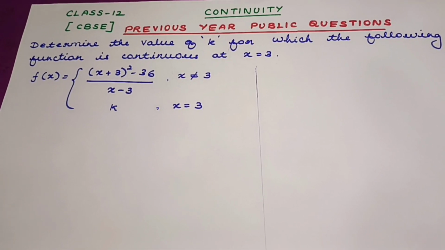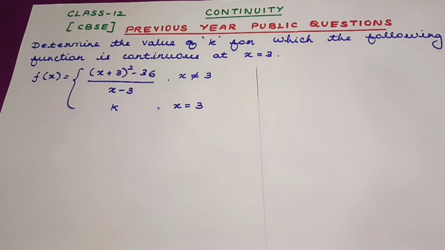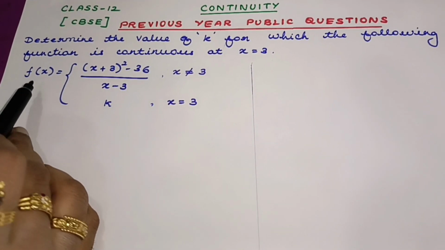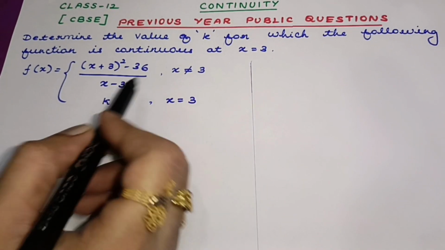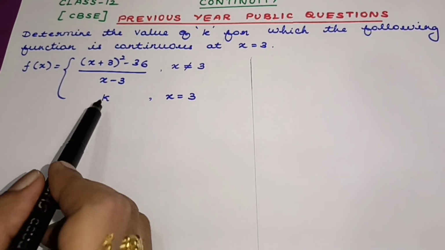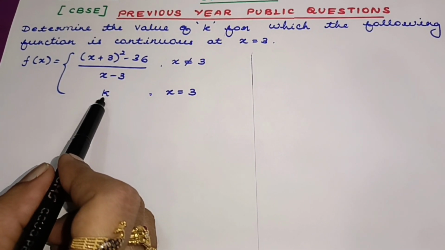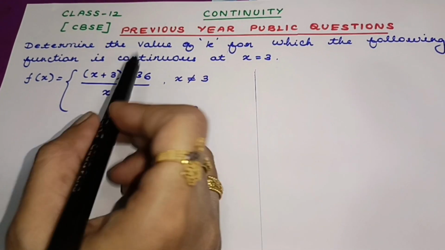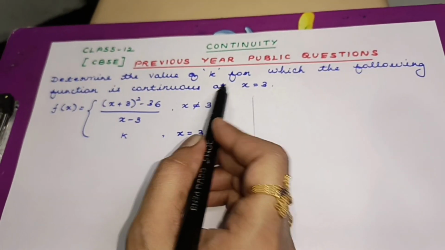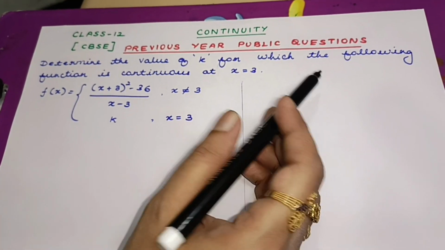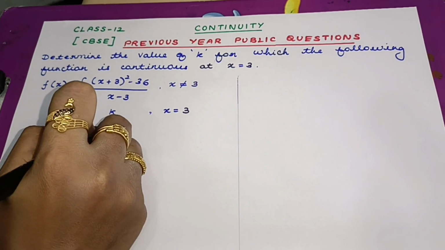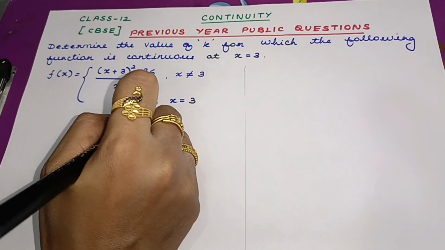Determine the value of k for which the following function is continuous at x equal to 3. They have given this function for x not equal to 3, whereas for x equal to 3, they have given the function value k. We already know that for a continuous function, the left hand limit, that is 3 minus, and the right hand limit, 3 plus, will be equal.